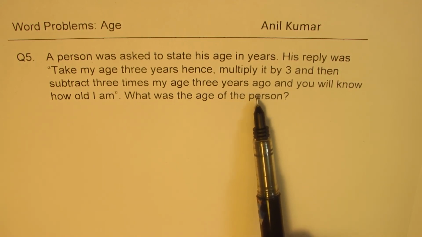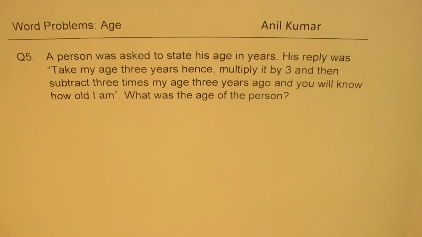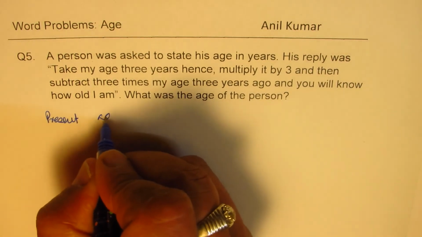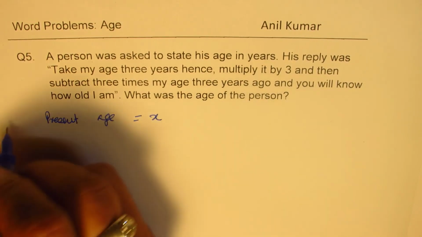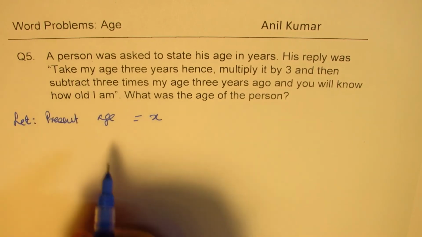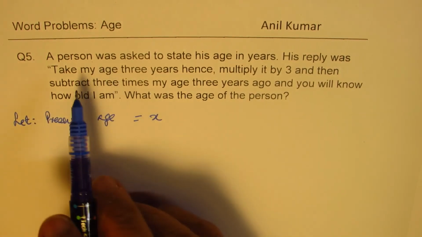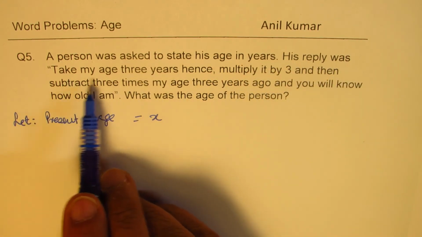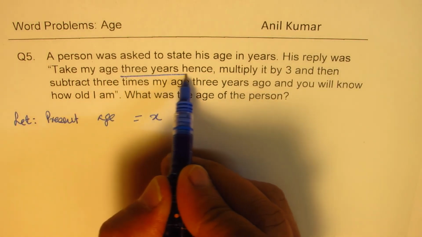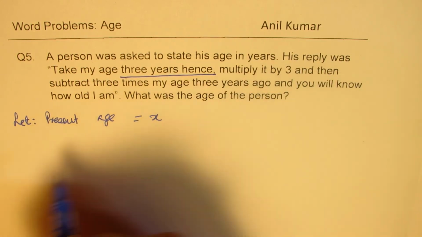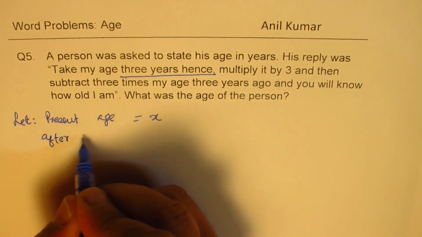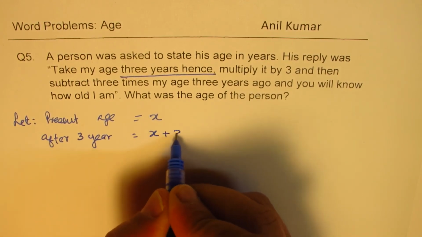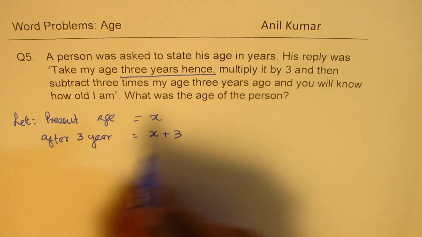Here is how I will do. So we'll again begin by present age, right? So we say present age equals to x. So we actually begin with let statement, right? So let present age be x. So it says a person was asked to state his age in years. His reply was, take my age 3 years hence, means after 3 years. So after 3 years, it will be how much? X plus 3, right? Multiply it by 3.